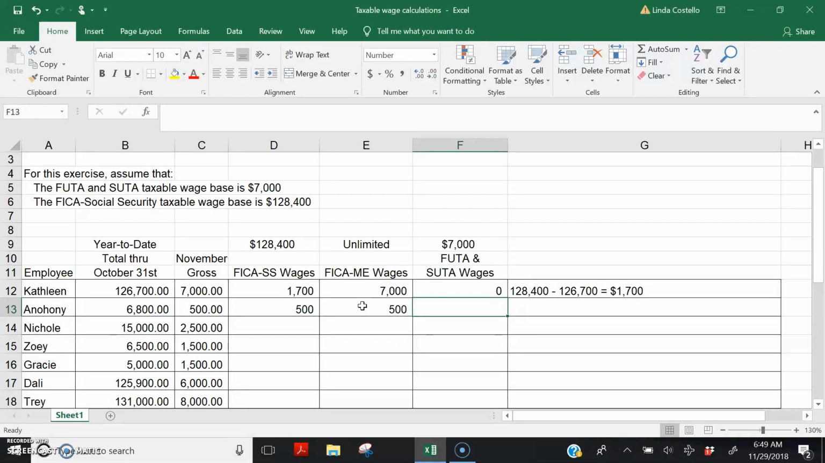The easiest way to make that calculation is to subtract the prior year gross from the wage base. That will calculate the remaining salary subject to FUTA and SUTA tax for the rest of the year. $7,000 minus $6,800 equals $200 of wages still subject to FUTA and SUTA tax. The rest of his gross wages are exempt, so put $200 in the FUTA and SUTA column.